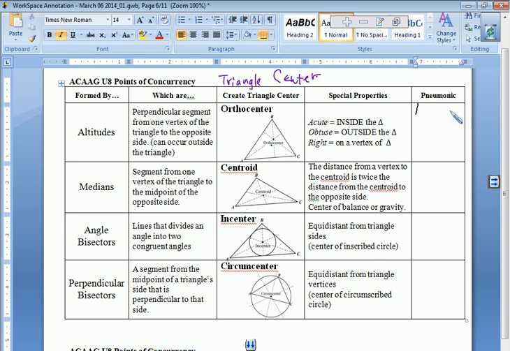And the reason I did is because I have this great mnemonic that's over there on the other side of the board. Okay, and the mnemonic goes like this. All of, so A and O stand for altitude and orthocenter.